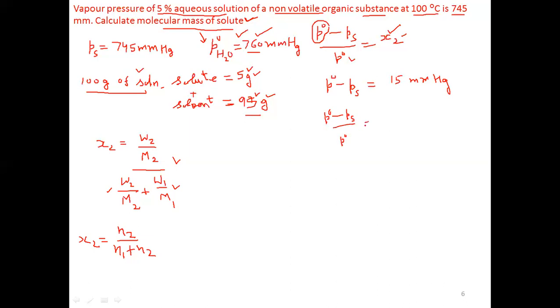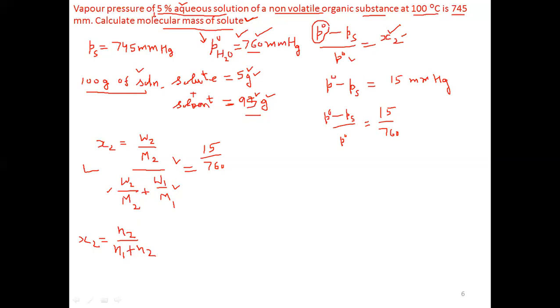It is equal to 15 divided by, P naught is 760. So this whole value X2 is equal to 15 divided by 760. Now we just have to put the values. Now here we can consider two cases. In order to simplify the numerical, we can assume that this solution is dilute. Generally, there is a very vague way to say that the solutions which have concentration up to 5%, we consider them dilute.